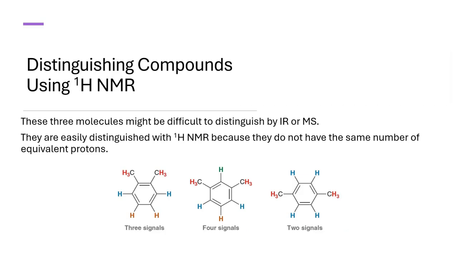Distinguishing compounds using 1H NMR. These 3 molecules below might be difficult to distinguish by just using infrared spectroscopy or IR and mass spec. But we can easily distinguish them by using 1H NMR because they do not have the same number of equivalent protons. For example, the first molecule will give rise to 3 signals in the 1H NMR. The second one will have 4 signals, and the last one would have 2 signals.